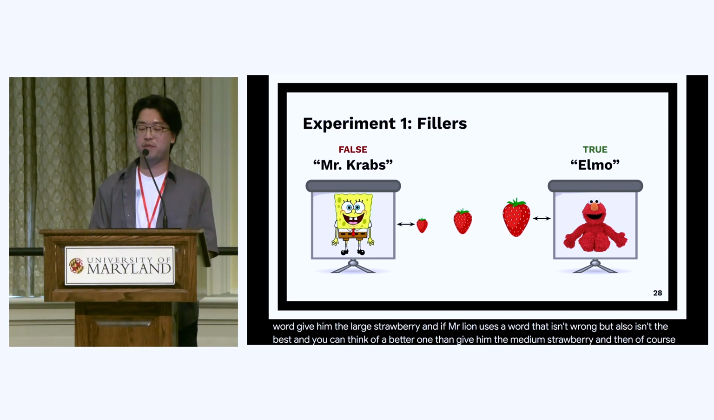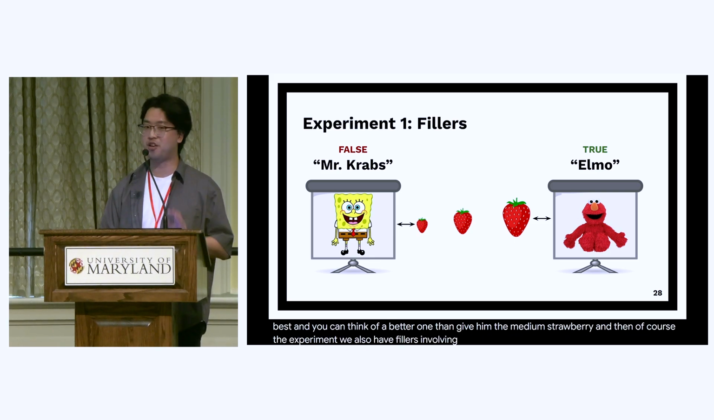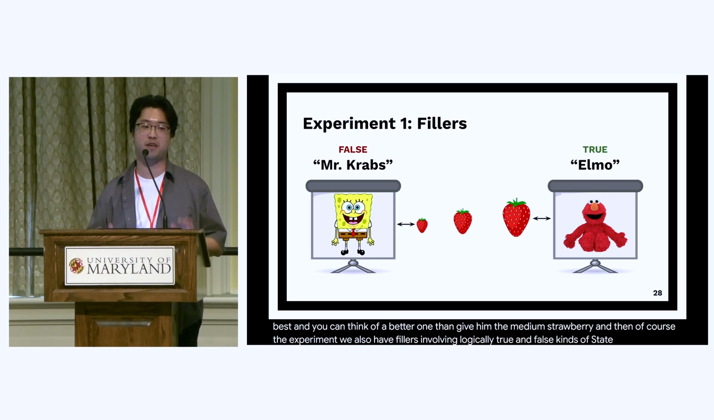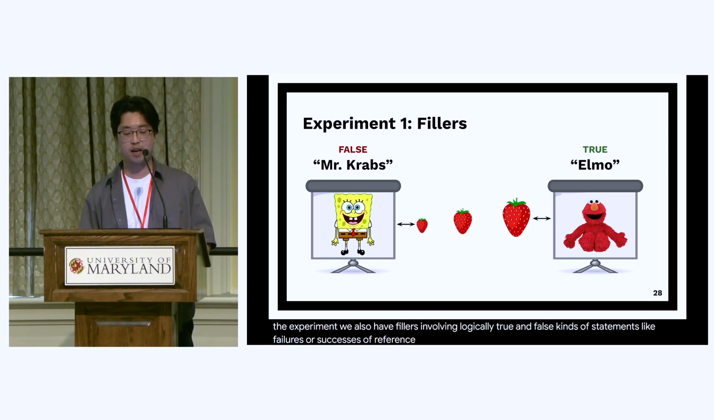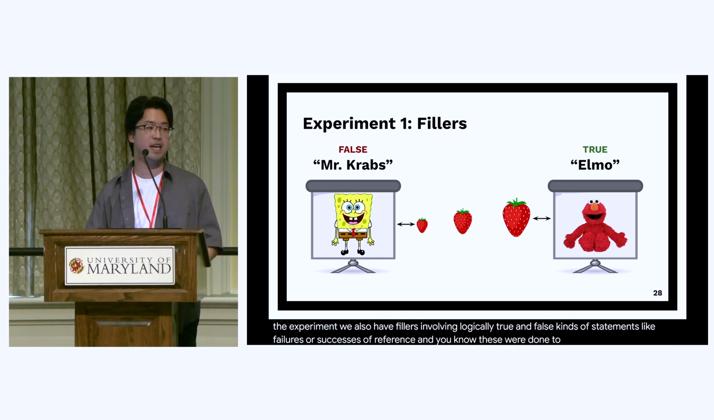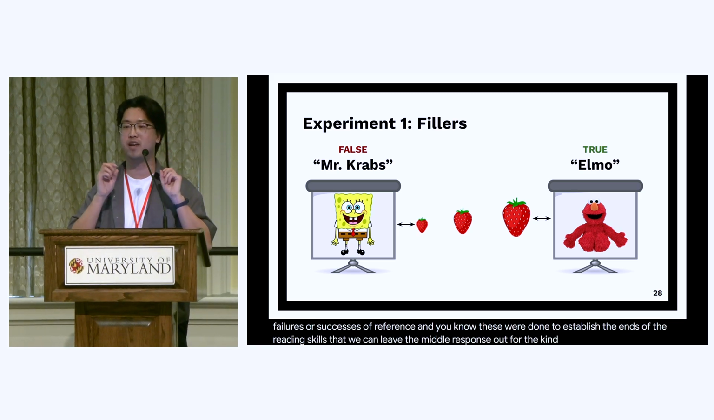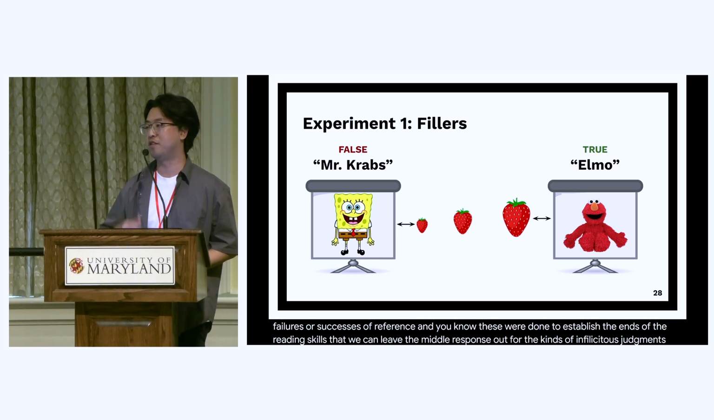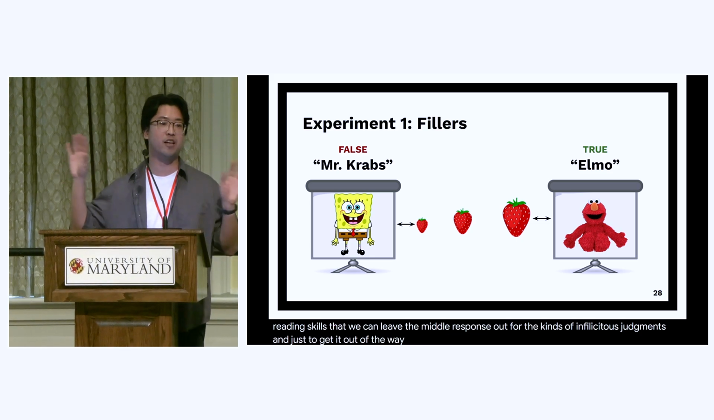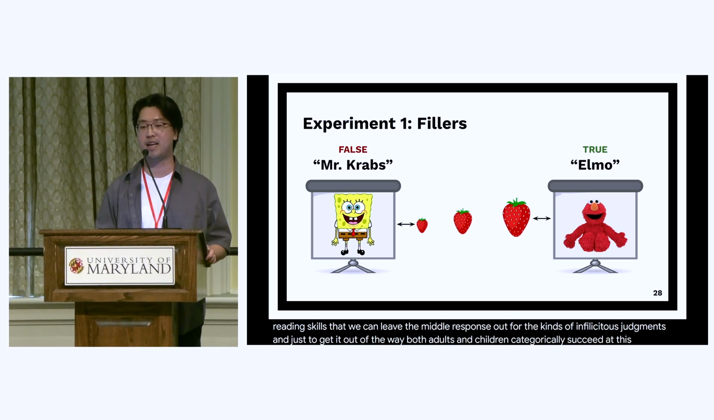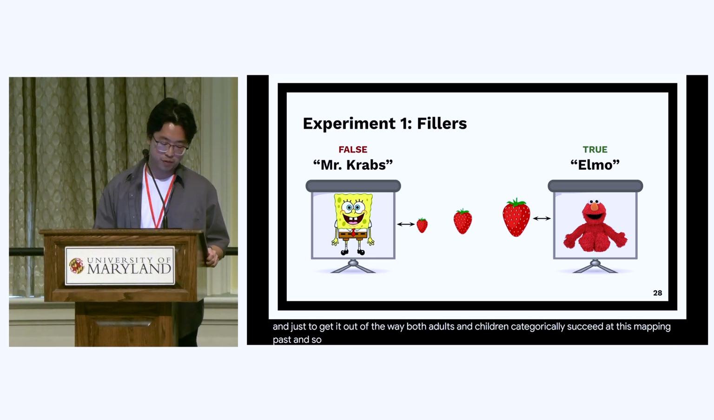And then, of course, in the experiment, we also had fillers involving logically true and false kinds of statements, like failures or successes of reference. And these were done to establish the ends of the rating scale so that we can leave the middle response out for the kinds of infelicitous judgments. And just to get it out of the way, both adults and children categorically succeed at this mapping task.